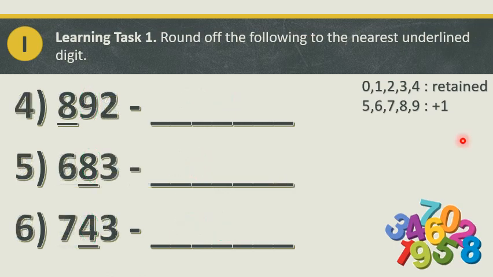Next, number 4. So, ang rounding digit natin is 8. Ang katabi niya is 9. Saan ba ang 9 dito? Ito. So, magpa-plus 1 tayo. So, ibig sabihin, ang 8 ay magiging 9. Ano mangyayari doon sa 9 na katabi? So, siya ay magiging 0. Ano naman yung 2? So, magiging 0 na rin siya.